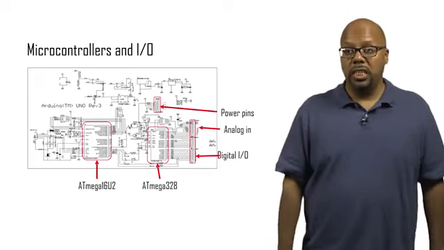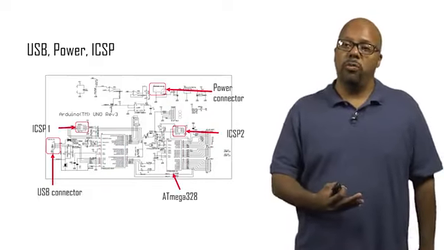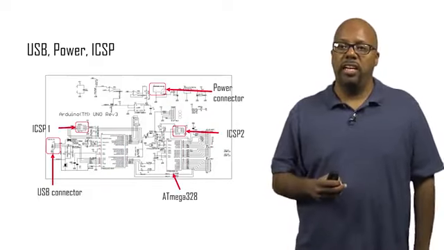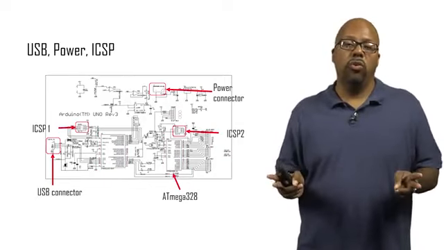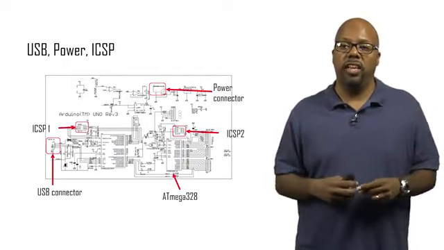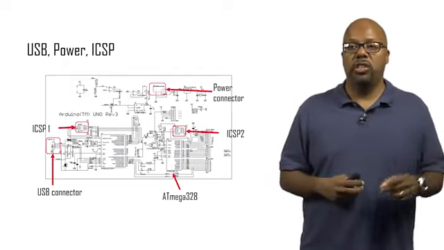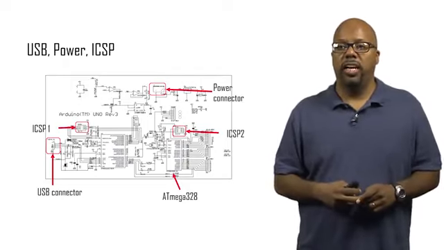Now, in addition to these, what do we have? Here are some more interesting parts. The power connector. Remember, we saw the power connector on the board. There it is, highlighted. The ICSP headers, ICSP1 and ICSP2, those two headers that are used for programming the firmware on the two processors, are highlighted there. The USB connector, you can see that. And just for reference is the Atmega 328 again.